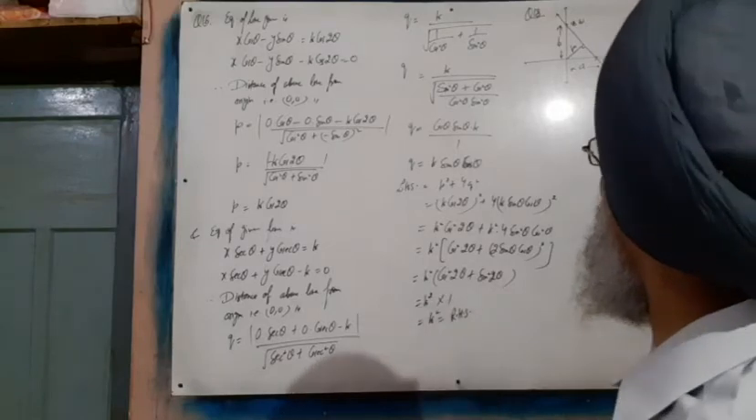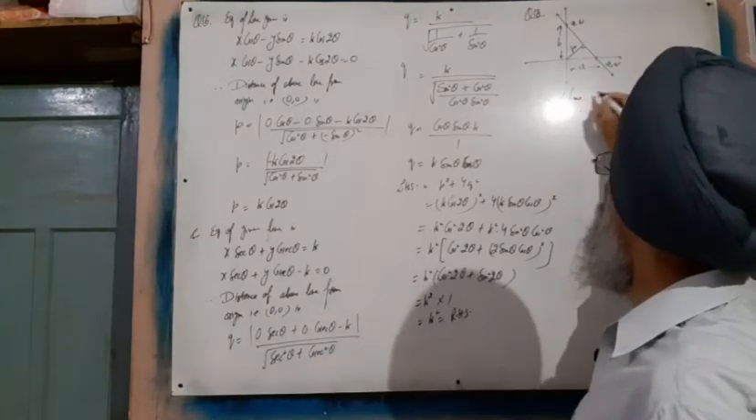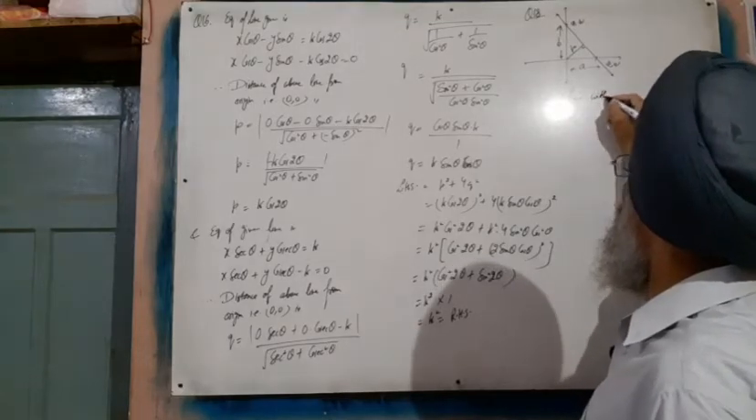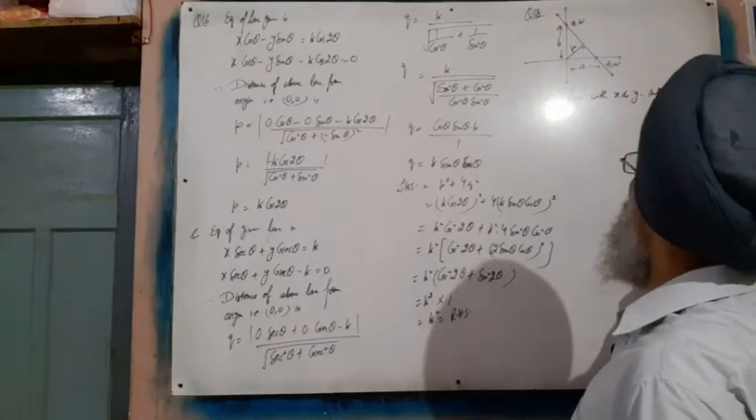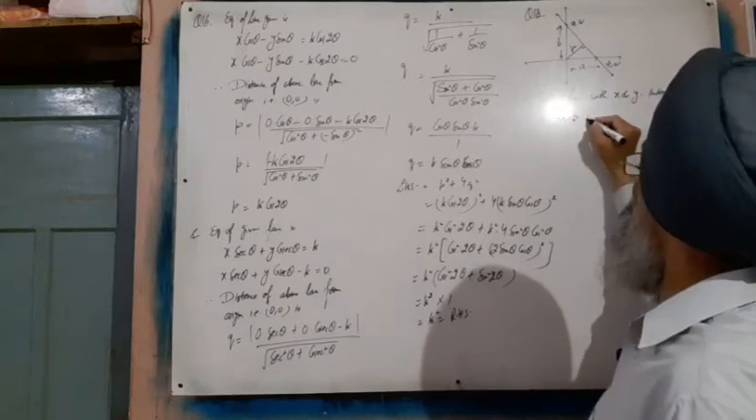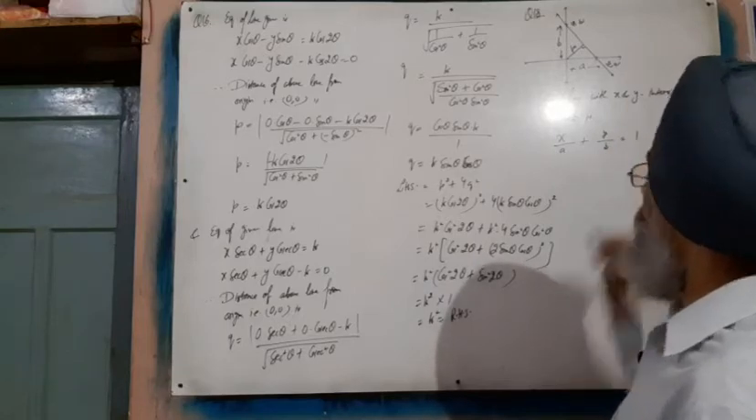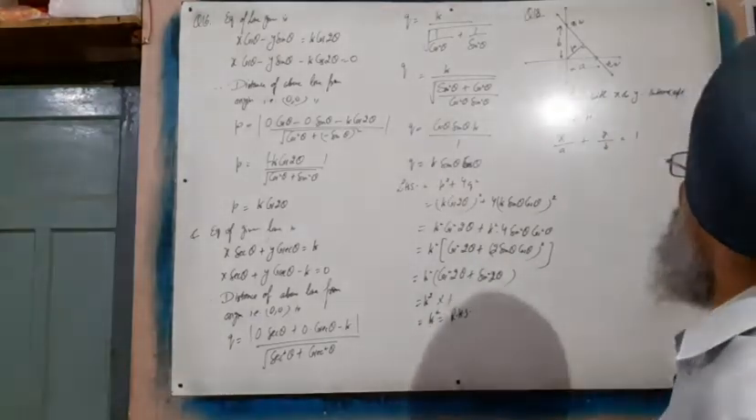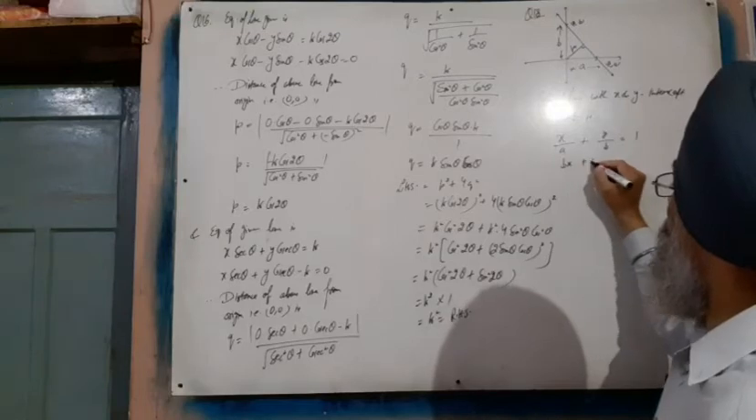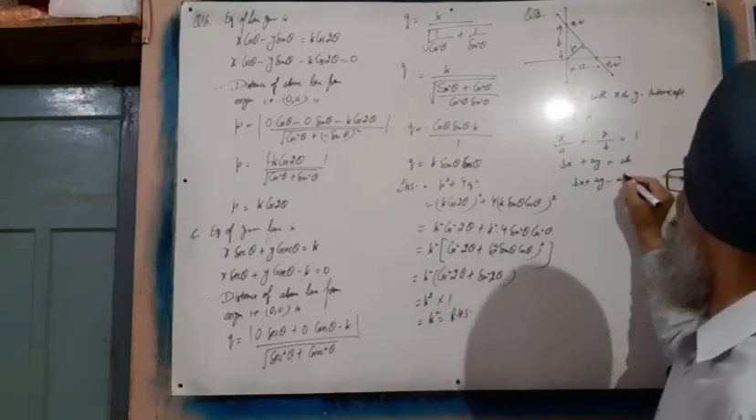So how do we prove it? First of all, the equation of line with x and y intercepts a and b is given by intercept form: x upon a plus y upon b is equal to 1. Or you can say bx plus ay is equal to ab by taking LCM. bx plus ay minus ab is equal to 0.